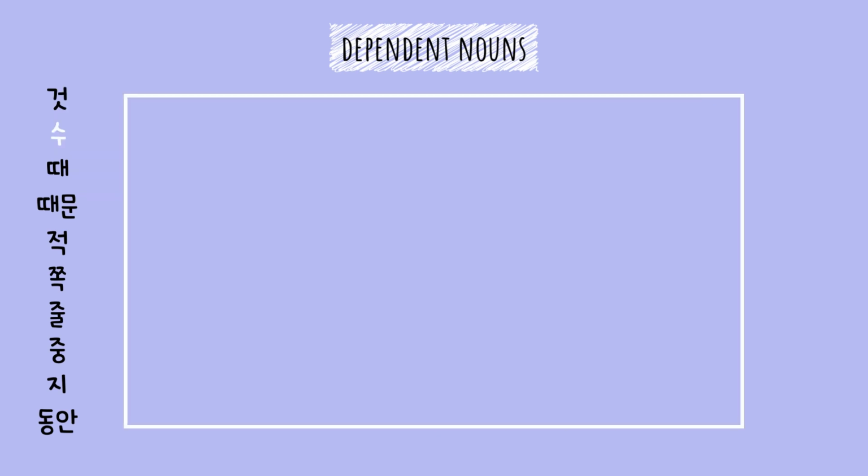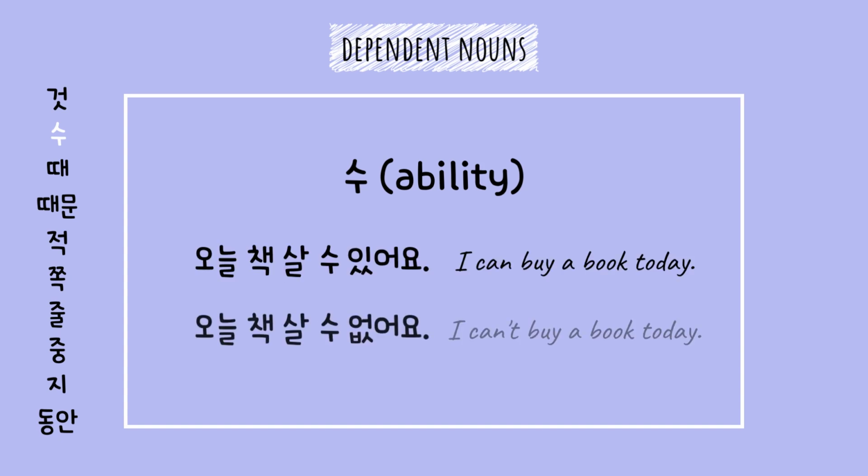Our second dependent noun is su, which means ability. It is used to make sentences with can and can't. First, you need to have a modified verb, then you put su, and then you put ita, to exist, or opta, not to exist. Let's look at the examples.